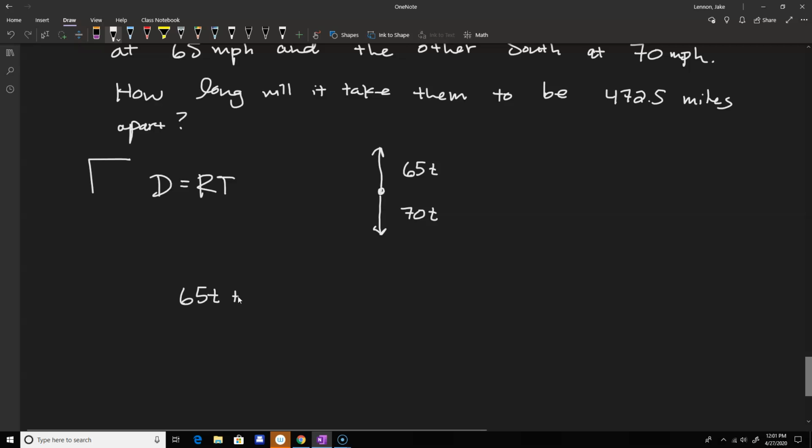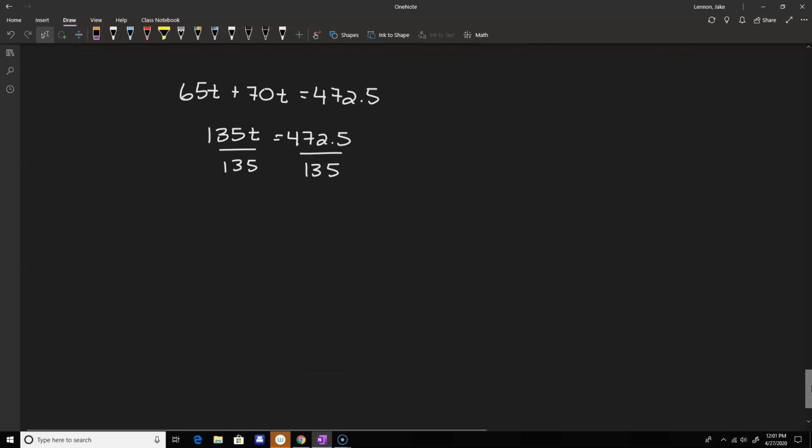65t plus 70t equals 472.5. So we have like terms on the left, so we can add them. So we have 135t is equal to 472.5. And then we divide by that 135, and we get our final answer. So if you plug that into your calculator, 472.5 divided by 135 is 3.5. So it takes 3.5, and that answer is in hours because that is the time traveled. So that's it. That's the last question here.